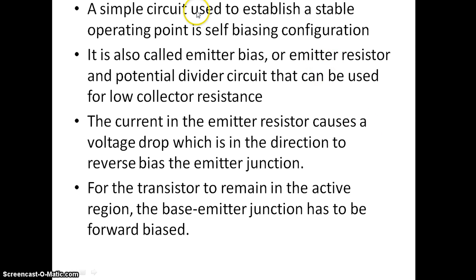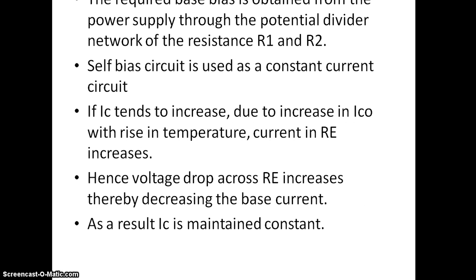A simple circuit used to establish a stable operating point is the self-biasing configuration. It is also called emitter bias or emitter resistor and potential divider circuit, and it can be used for low collector resistance. The current in the emitter resistor causes a voltage drop which is in the direction to reverse bias the emitter junction. For the transistor to remain in the active region, the base emitter junction has to be forward biased. So the required base bias is obtained from the potential divider circuit of R1 and R2.